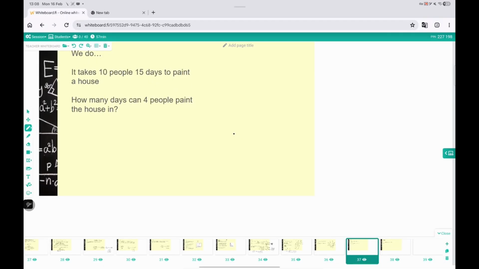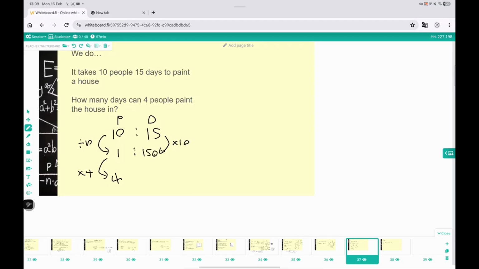Okay, so 10 people take 15 days to paint the fence. How many days can 4 people, not fence, house, paint the house in? So again, people to 10 people to 1 people to 4 people, divide by 10, times by 4, and we do the opposite on the other side. So if we divided by 10 on the other side, we times by 10 on this side.